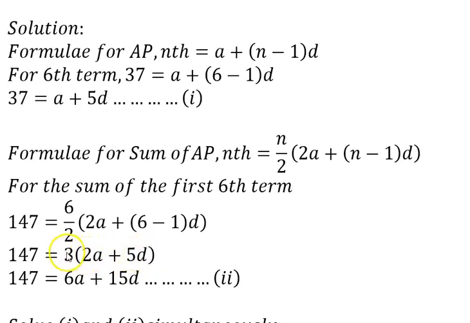So let's open up this bracket. 3 times 2A will give us what? 6A plus 3 times 5D will give us what? 15D. Now, having done that, you will see that we now have 147 equals 6A plus 15D. So we've been able to simplify the statement for AP and the statement for sum of AP. So this one is now equation 1 and this one here is equation 2. So we can now solve equations 1 and 2 simultaneously.